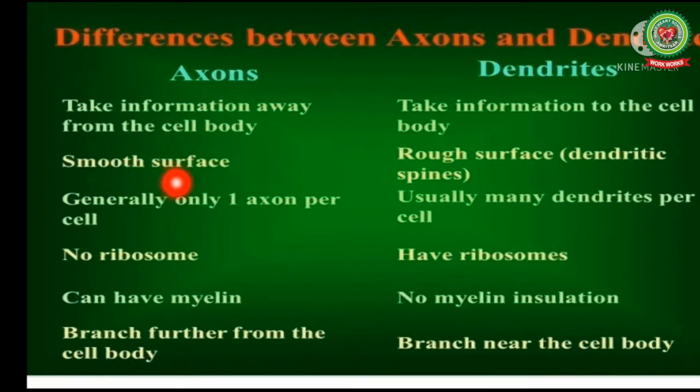Axons have a smooth surface, whereas dendrites have rough surfaces. Axons, generally, are one in number per cell, whereas dendrites are many per cell. In axons, there are no ribosomes, whereas dendrites contain ribosomes. Axons are basically elongated processes, whereas dendrites are small. Axons can be enclosed by myelin sheath, whereas dendrites are never enclosed by myelin sheath. Axons may branch further from the cell body. Dendrites branch near the cell body.